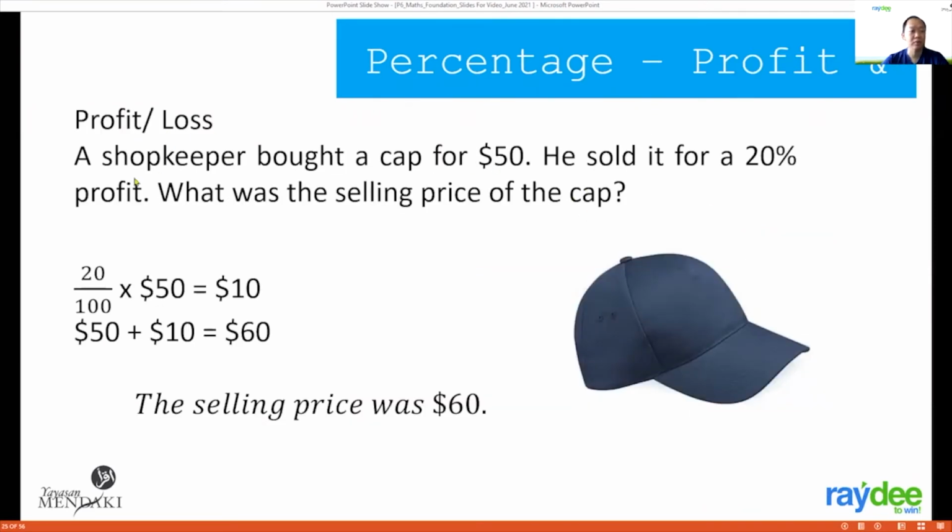Next thing is profit and loss. If a shopkeeper bought this thing for $50, for a 20% profit, what was the selling price? They need to understand the concept of profit. Profit basically means the shopkeeper sells at a higher price. So the 20% you need to add to the original amount. So he sold it at $60.